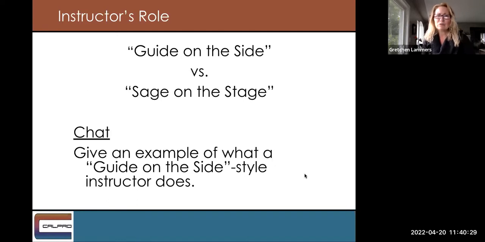So we need to move from being the sage on the stage that has the full control, has those reins and won't let go of them, and having all the answers and being the only resource and being the only person of value to share and contribute. We need to move more to the guide on the side. So in the chat, you're already there. Can you give an example of what a guide on the side style instructor does?